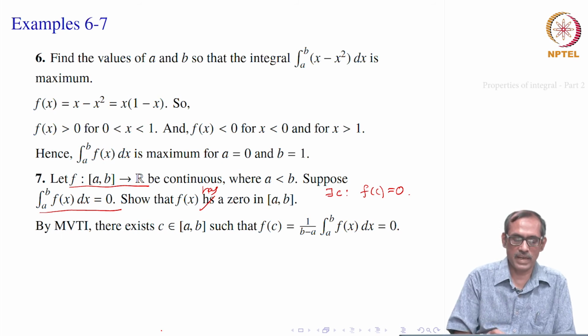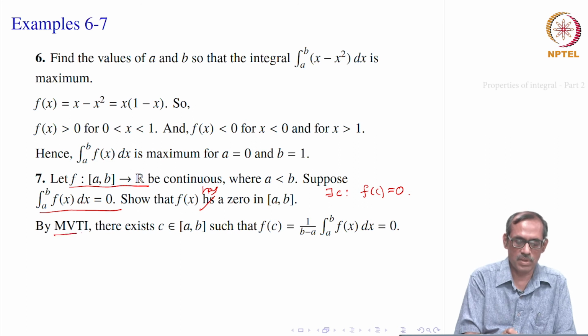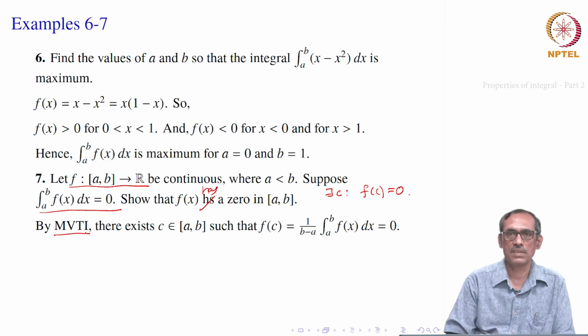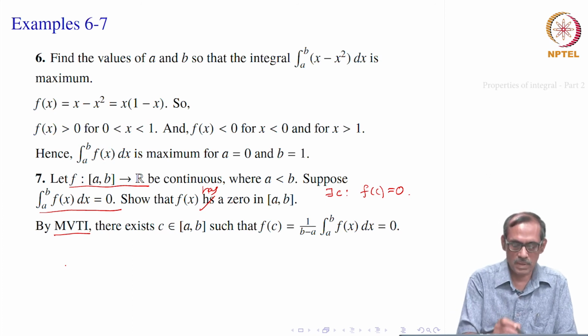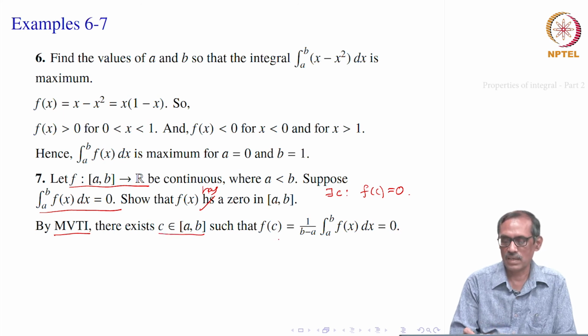But we can do it directly, because we have the mean value theorem for integrals available with us. In fact, that is exactly the proof of the mean value theorem for integrals, whatever argument we thought. So, we can now apply the mean value theorem for integrals directly. By the mean value theorem for integrals, there exists a point c in a, b such that f of c equal to 1 by b minus a times the integral from a to b of f of x dx, and this integral is 0. So, f of c must be equal to 0.